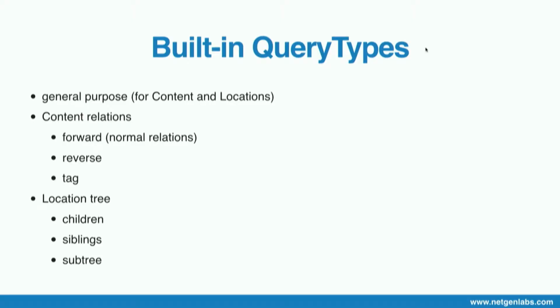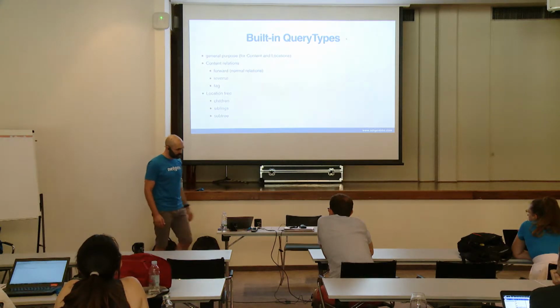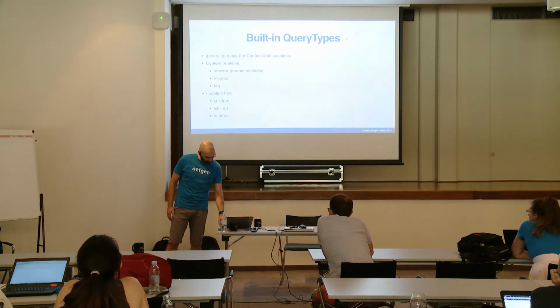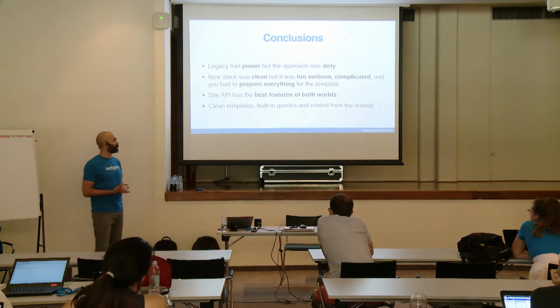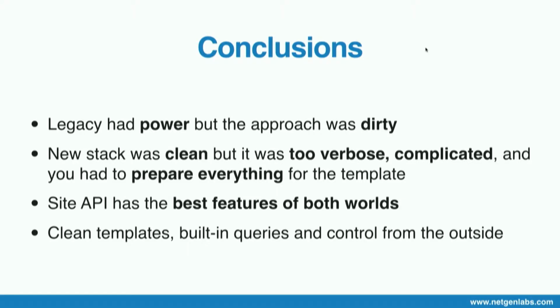So here is a list of our built-in query types, the ones that should cover common use cases. We have content relations: forward or normal relations, reverse relations, tag relations, which is a concept we invented that you will see later on, and also query types that relate to the location structure: children, siblings, and subtree. We also have some general purpose query types, both for content and for locations. This was our third big update, which happened actually only a couple of months ago.